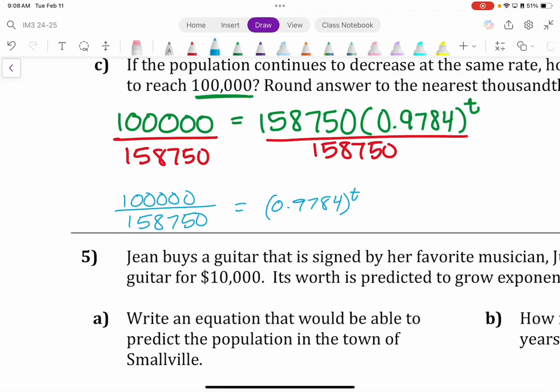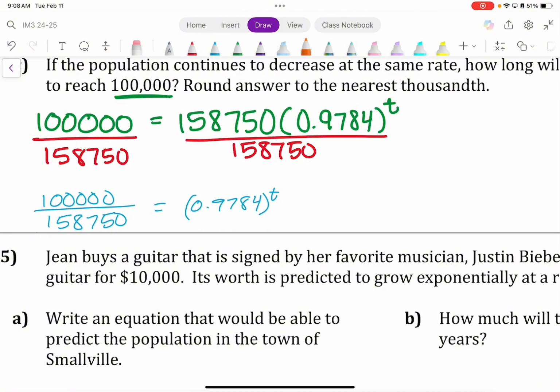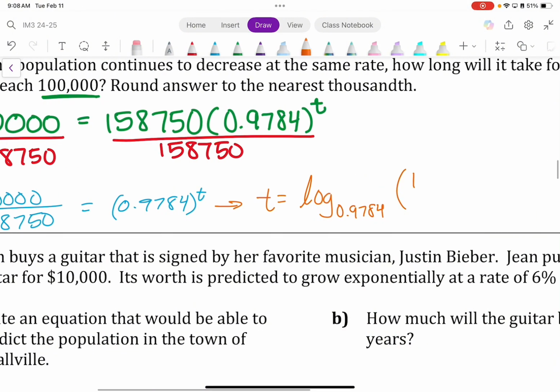The next step, the second and final step, would be to do what? Am I taking the 0.9784 root of 100,000 over 158? No, I'm not. Yeah, turn it into a logarithm. Very good. At this point, we convert this to a logarithm. T equals log base 0.9784 of 100,000 over 158,750.